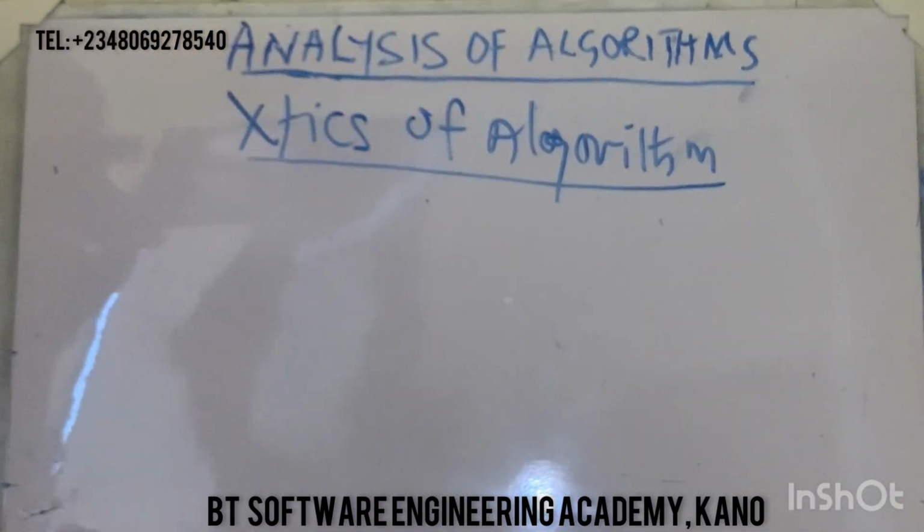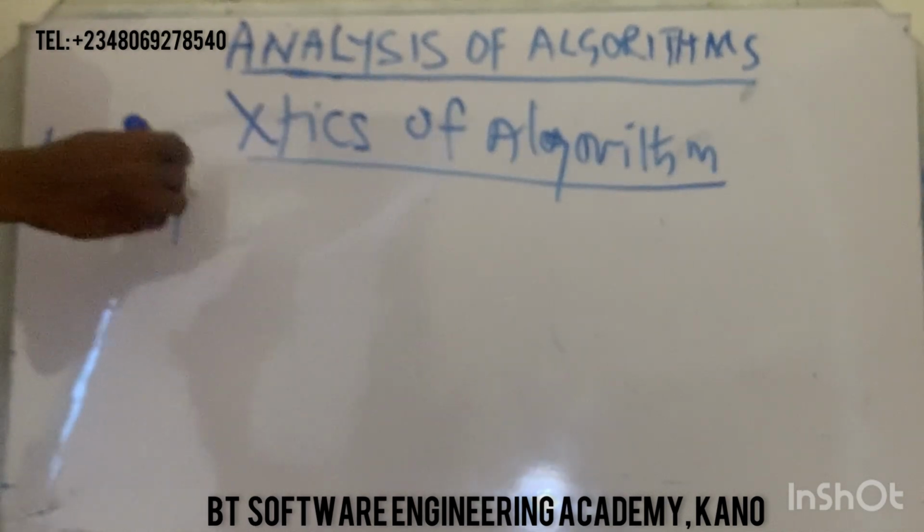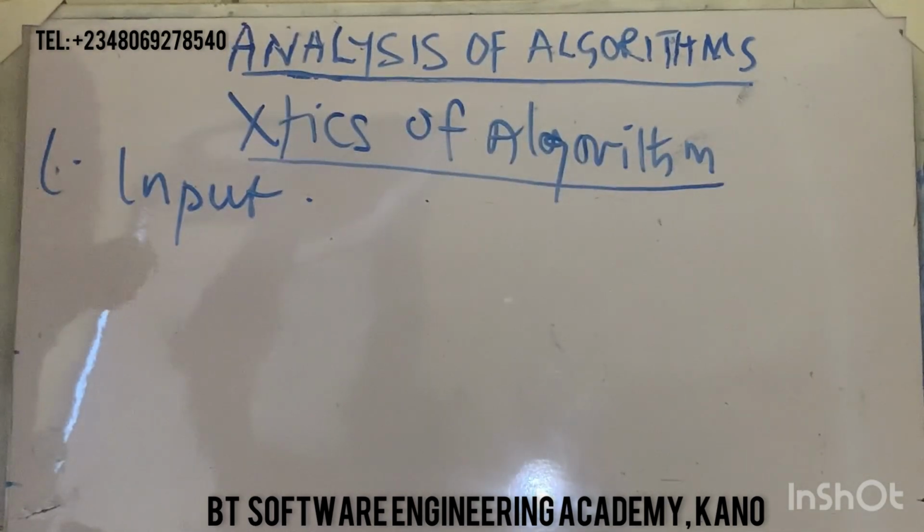When we say characteristics, we mean the features, because an algorithm is a step-by-step procedure of solving a problem. So when you see any procedure of instruction, there are some criteria and conditions that it must fulfill before it is called an algorithm. So the first one is input. Every algorithm must have an input.